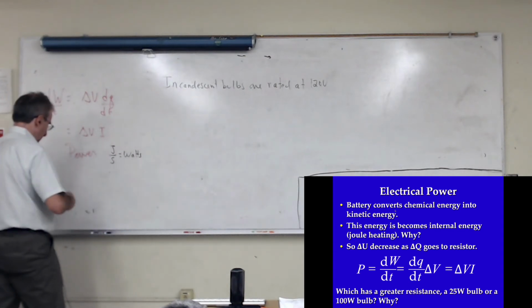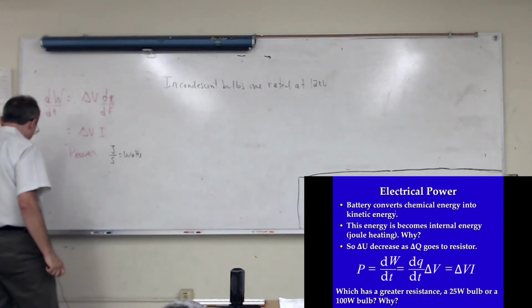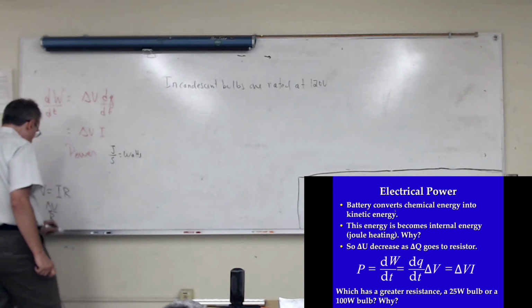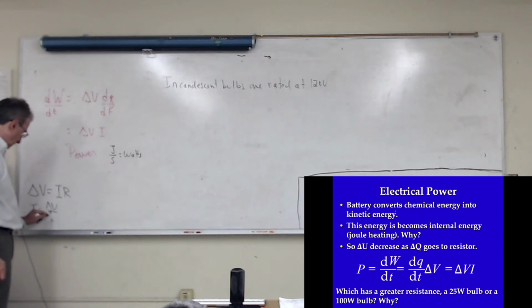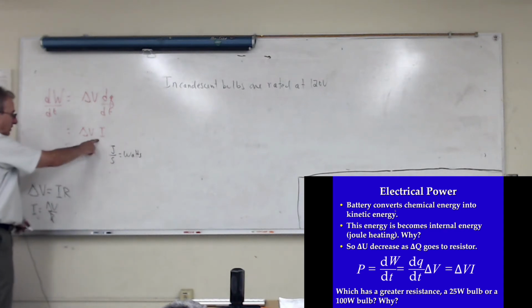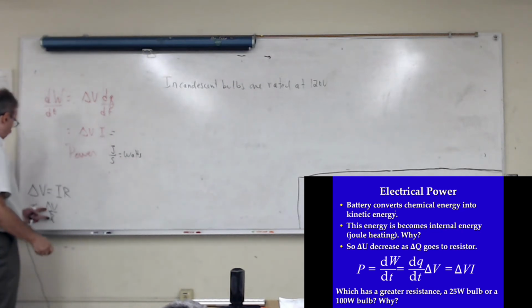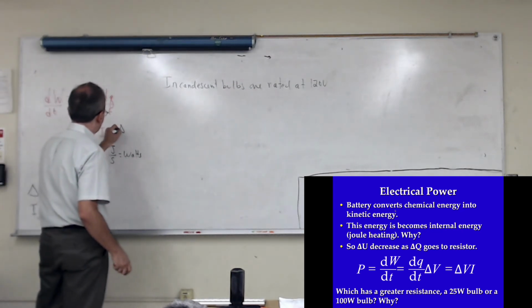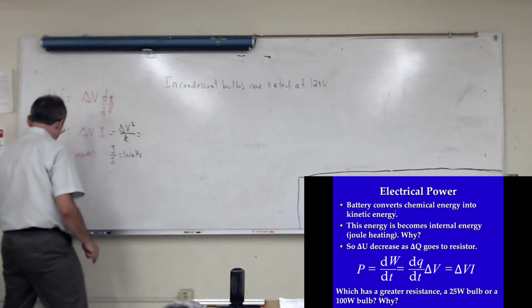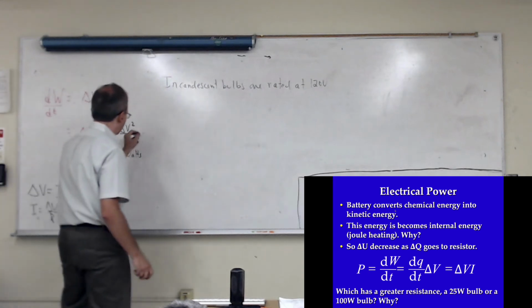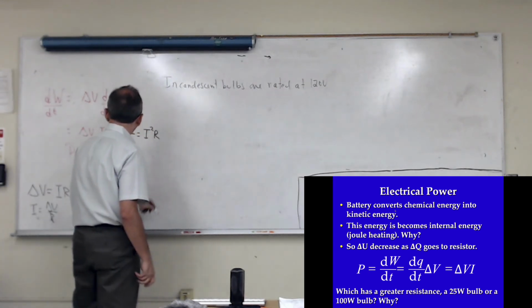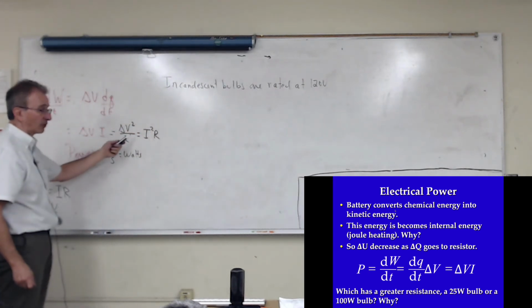Remember Ohm's law, delta V is I times R, and I is delta V over R. So I can write this a bunch of different ways. I can eliminate the I. I can take this and stick it in here and I get this, or I can eliminate the V using this equation and I get this. So I can write the equation for power three different ways.